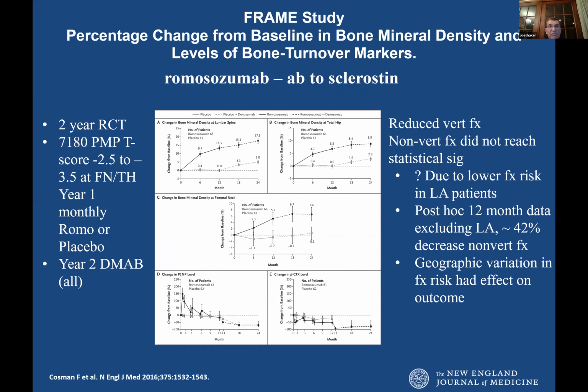And in this study, called the FRAME study, there's dramatic bone density increases with romosozumab. Interestingly, the bone formation marker goes up, but doesn't stay up very long. It's really the first 6 months or so that it goes up. And the bone resorption marker goes down. Now, in this big study, only vertebral fractures were reduced. It's complicated, but it's probably because they got too many patients from Latin America who had a lower fracture risk. And so non-vertebral fractures were significantly reduced if you excluded the Latin American patients. It is what it is.